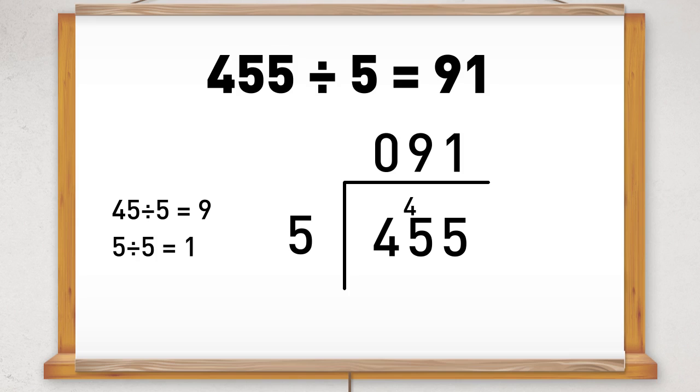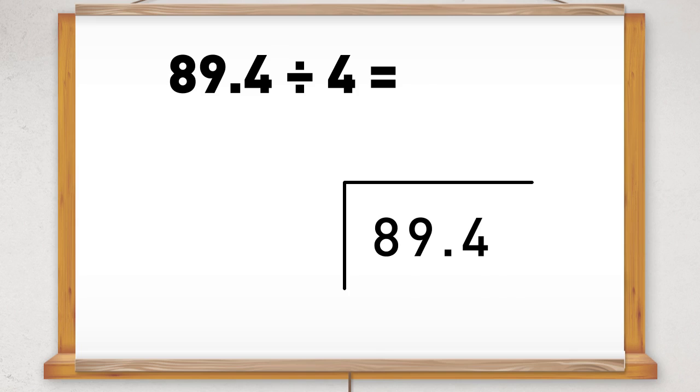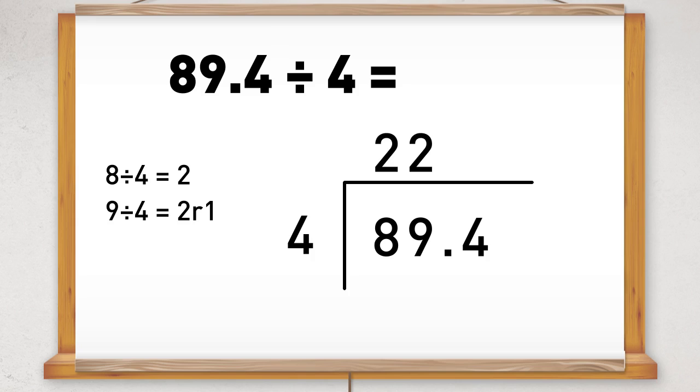What if the number doesn't go exactly into the other one? This is what we do. We are going to work out 89.4 divided by 4. The number we are dividing is 89.4, so that goes underneath the answer line. The number we are dividing by is 4, so this goes outside. We start on the left for division, so 4 into 8 goes 2 times, so we put the 2 above the 8 on the answer line. 4 into 9 goes twice, remainder 1. We put the 2 on the line and carry the remainder to the next column on the right.